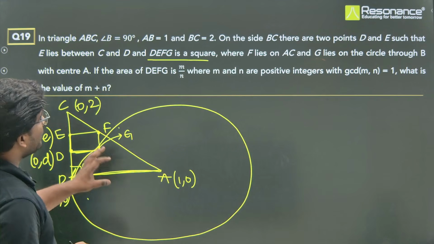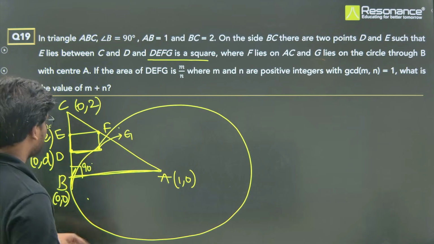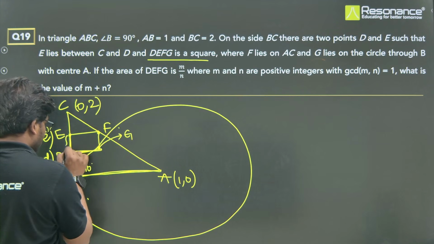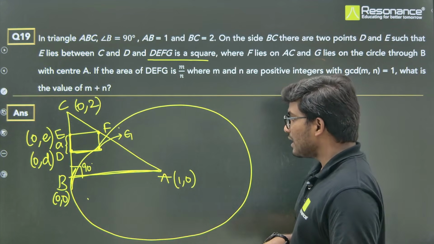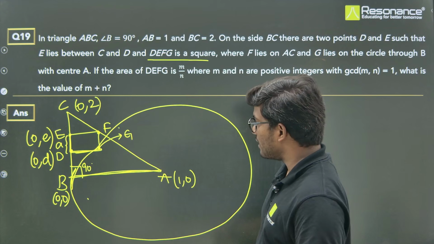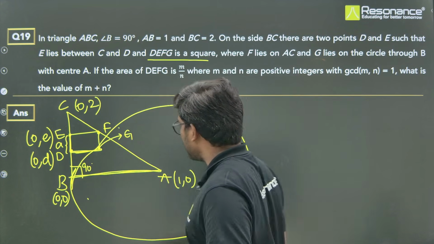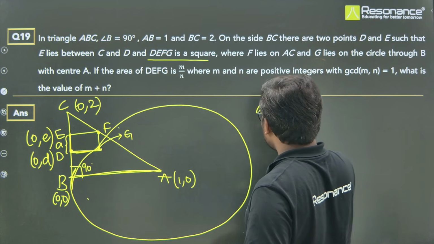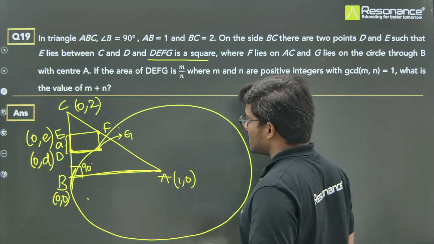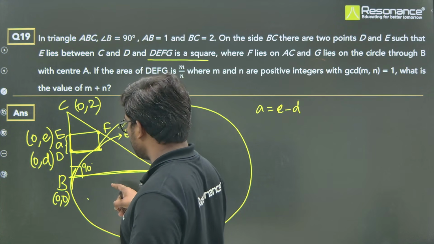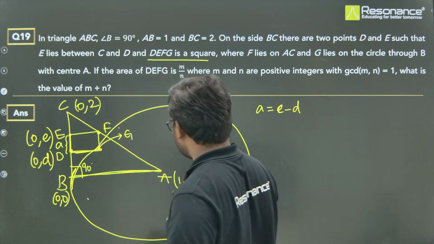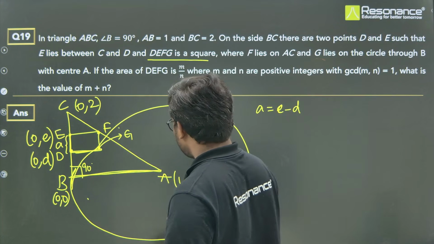Alright, what are they asking us? It's the area of DEFG. So this is a square. Let's denote the side length with a. Now the primary equations we could write are what? One thing is a is E minus D, that shall be our primary equation, and one more equation that we could write is the radius is 1.